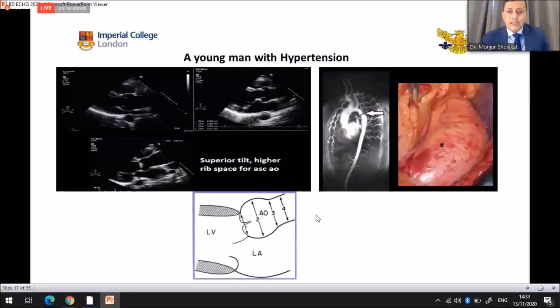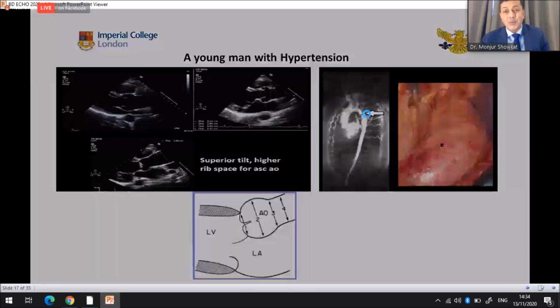Okay, so this is a patient with a bicuspid aortic valve. You can see a dilated ascending aorta. When you assess a young hypertensive patient with a dilated aorta, you need to go a bit higher, otherwise you will miss a dilated ascending aorta. You can see on this slide they have also developed coarctation of the aorta. This is associated.